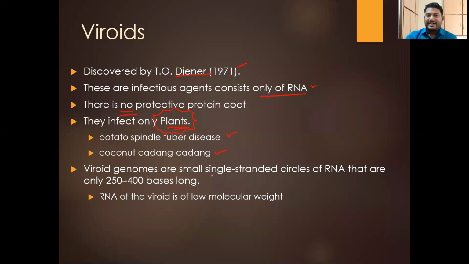Now, it has a low molecular weight genome, or RNA, compared to viruses. Why? Because the viroid genome is a single-stranded circle of RNA, as we talked about, and it is only going to have 250 to 400 bases, not more than that.